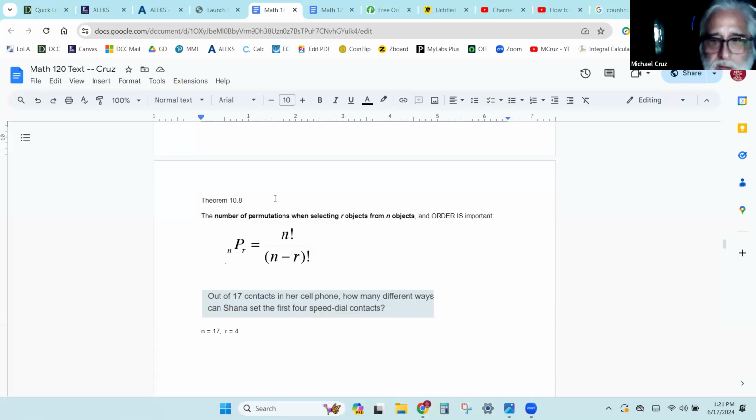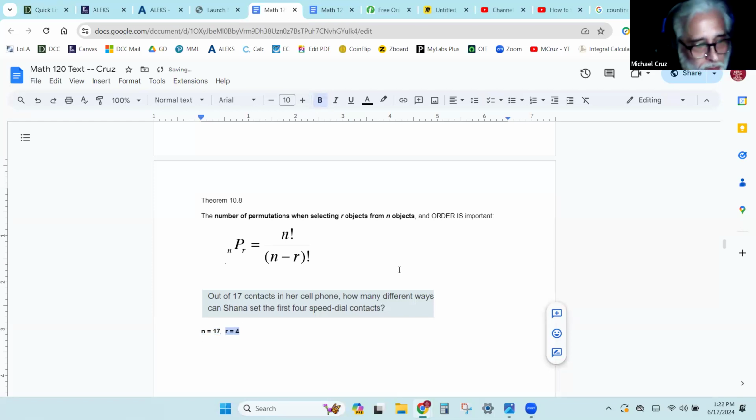So Shauna has 17 contacts on her cell phone. In how many ways can she set up the first 4 speed dial contacts? Well, the total is 17, and then the handful, the ones you're pulling out, is 4. How many different ways can we do that? Well, let me show you. I'm going to do it by hand, and then I'll show you on the calculator, again a way to check it.